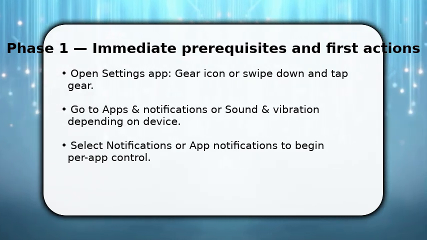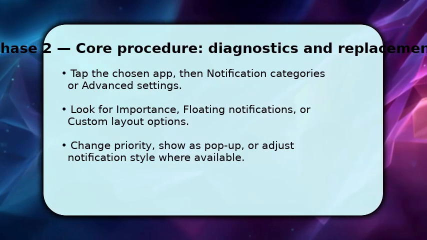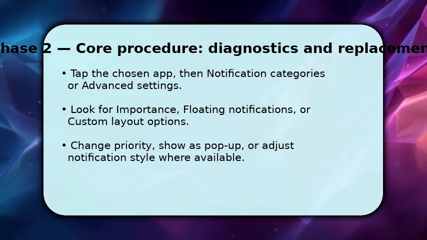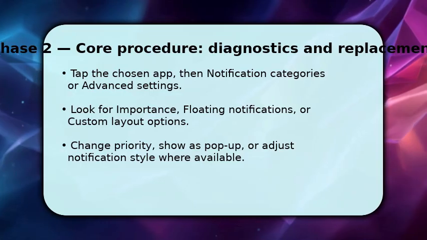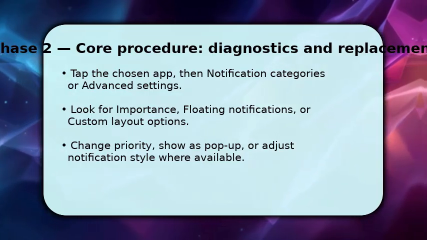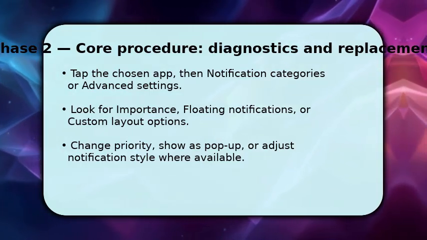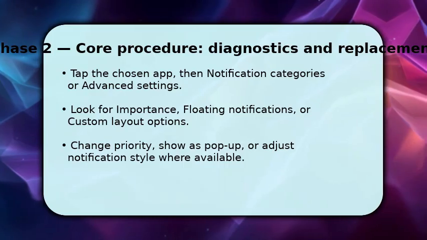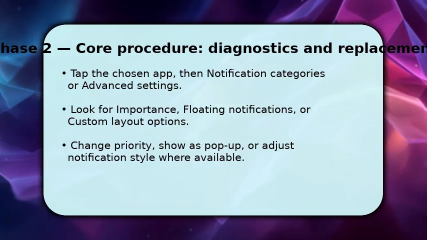Once inside the app's notification screen, tap Notification Categories or Advanced. Android groups notifications so you can control each type. Now examine Importance and Behavior. Setting to High or Urgent often makes banners larger and more prominent.